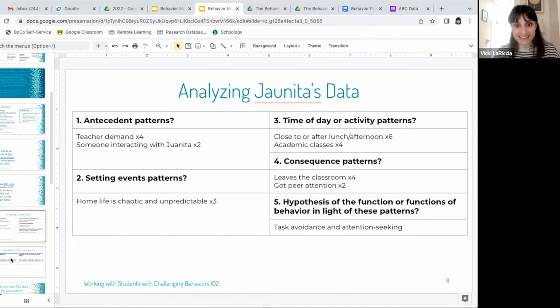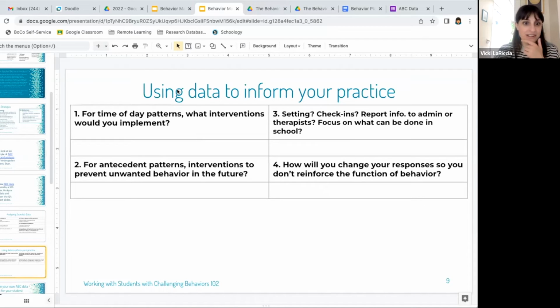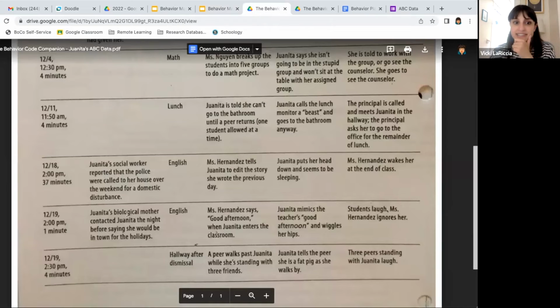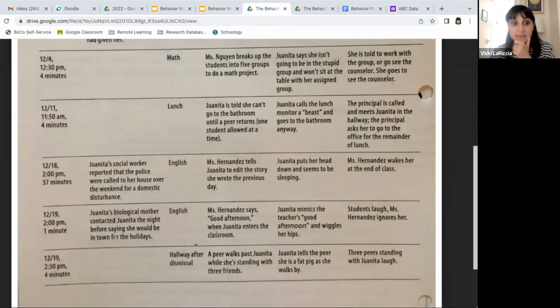So next slide, which is also collaborative here. So what do we do? We have this information. Our hypothesis is that Juanita is trying to escape from demands or avoid tasks, and at times she's seeking attention. And in fact, what's interesting is the seeking attention happened on the day that her mother contacted her about being home for the holidays. So that kind of shifted things a bit.